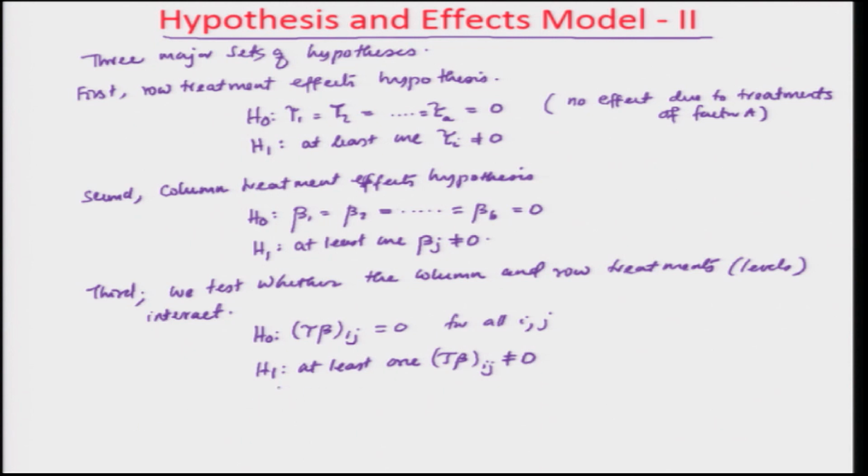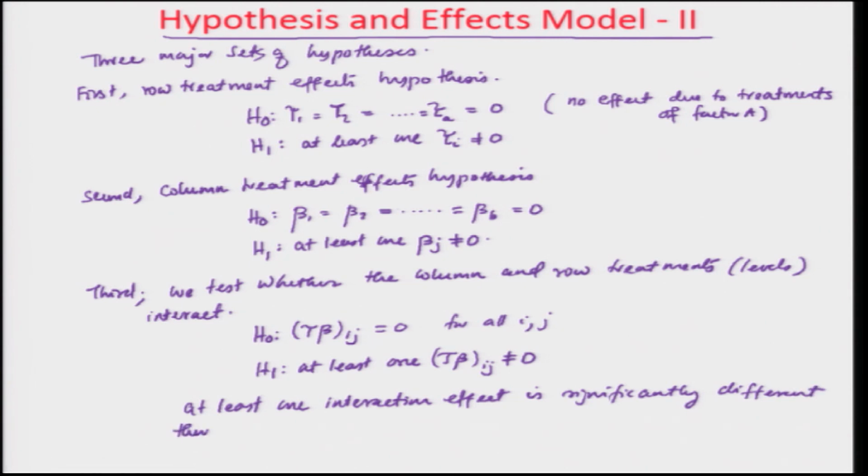So, which means at least one interaction effect is significantly different than the other ones. Okay. So this is the main aspect of hypothesis testing in this regard, and the next part of this problem is all about how we analyze this whole thing statistically.